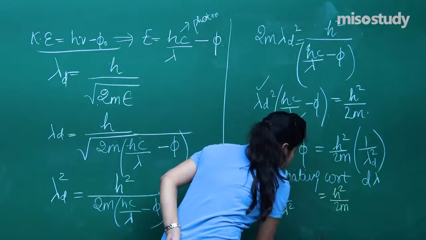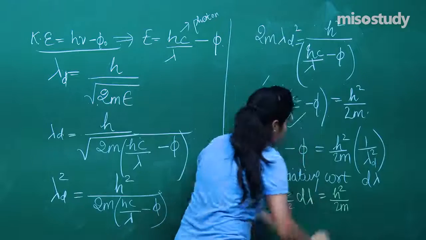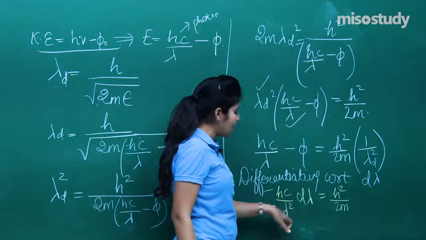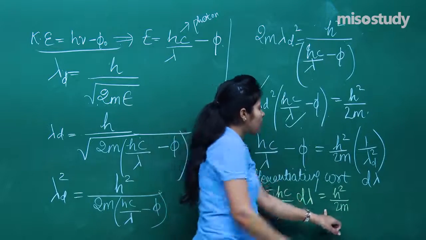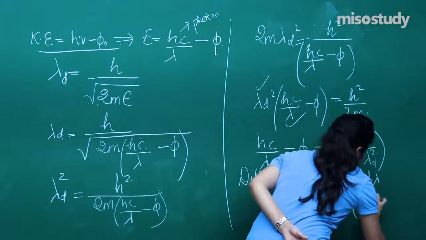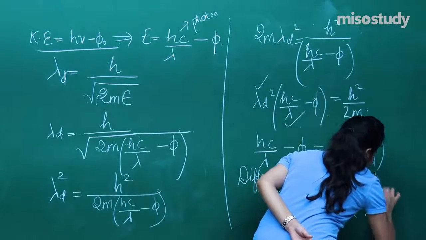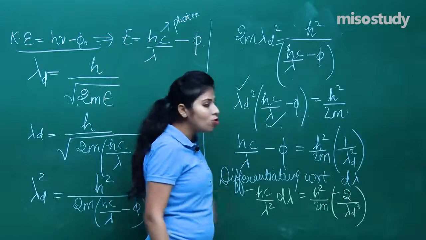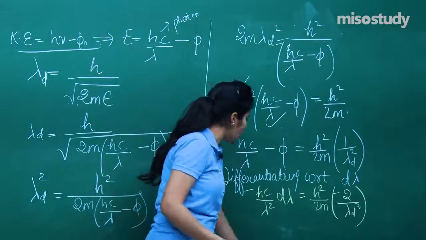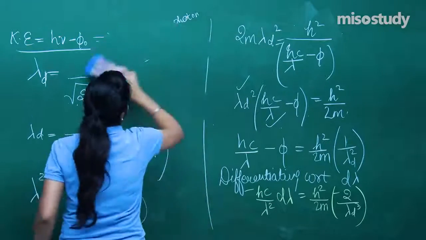So I am going to remove this 0 from here. This will be minus hc by lambda square d lambda, and this will be h square by 2m. This will be your differentiation. Now let us just move towards the next step. What would be the next step?